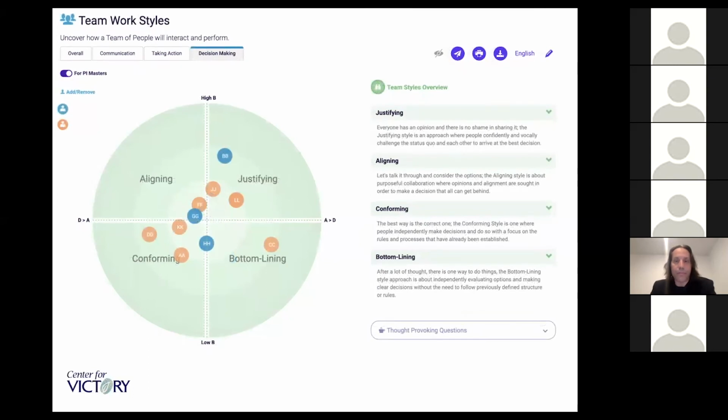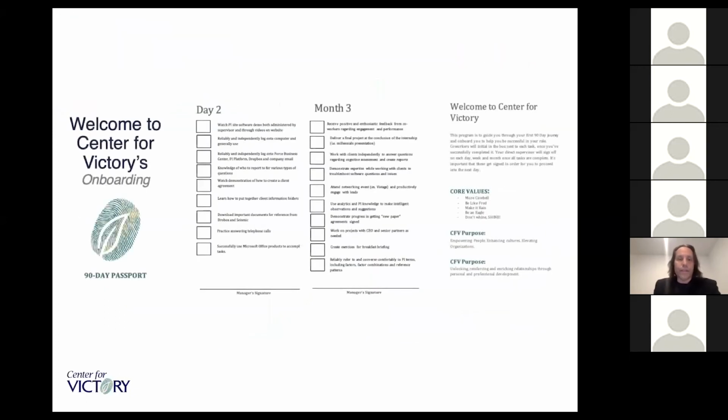Okay, so there are different reports that you can utilize here. All this, I'd put into a nice onboarding packet, and then just to re-emphasize, every 90 days you're going to pull that back out and go over that with that person. One of the things that we do here, this is not the whole document. This is just a snapshot that we put together for you. It's just a 90-day passport.